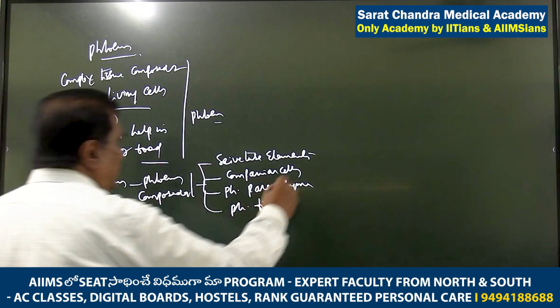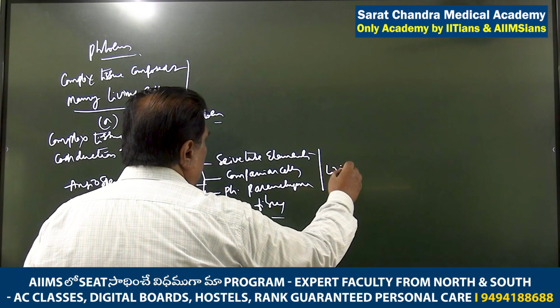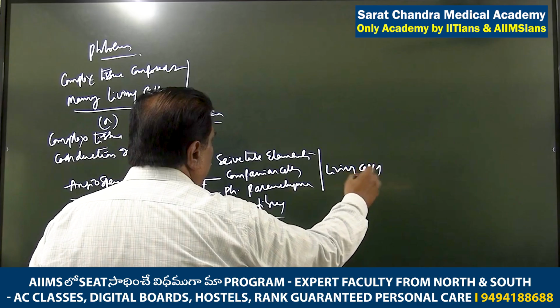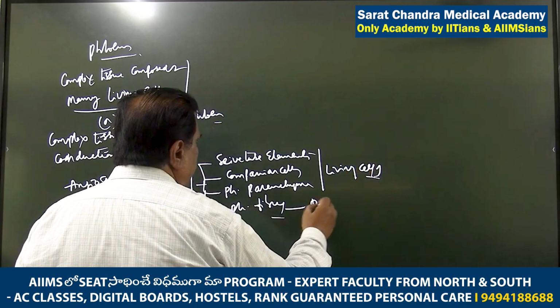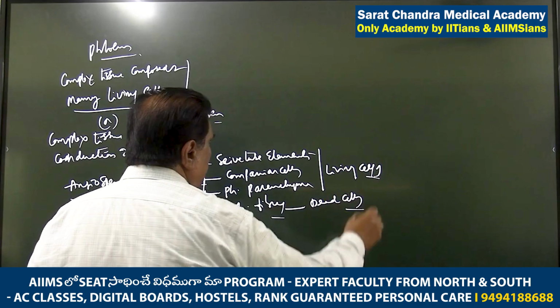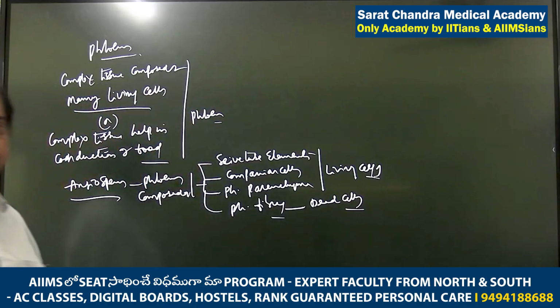The first three are living cells in phloem, but phloem fibers are the dead cells in phloem. Sieve tube elements, companion cells, and phloem parenchyma are the living cells, but phloem fibers are dead cells.